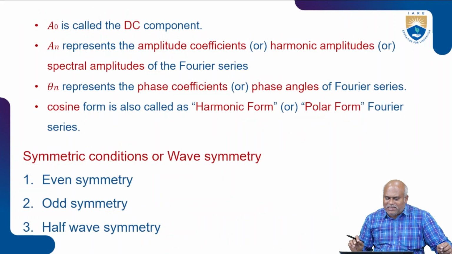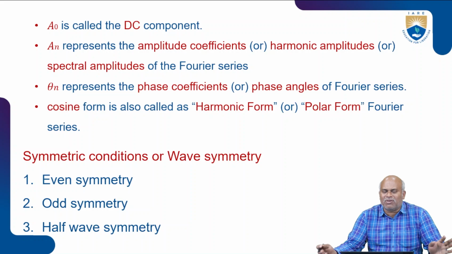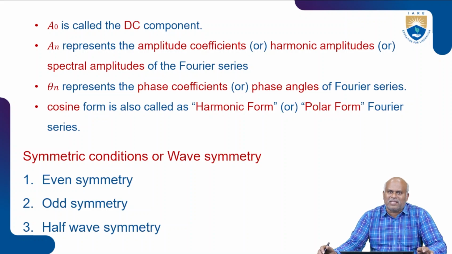Based on this, A0 is called the DC component because there is no harmonic present for A0; it is represented only by the DC value. A of n represents the amplitude coefficient, harmonic amplitude, or spectral amplitude of the Fourier series. Theta n represents the phase coefficient or phase angle of the Fourier series. The cosine form is also called the harmonic or polar form of the Fourier series.